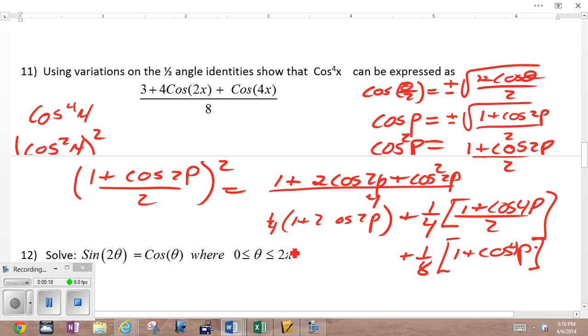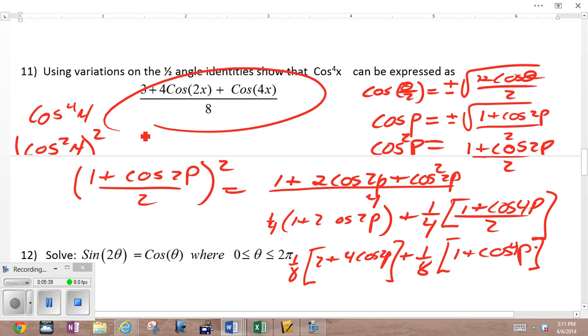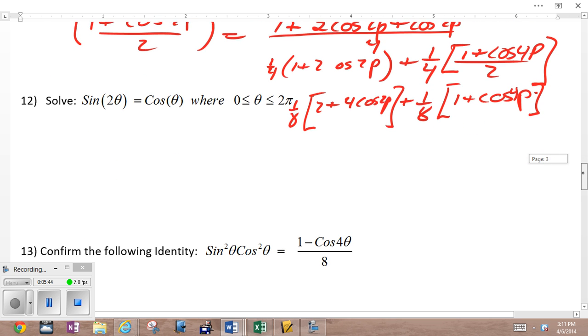Okay, and then over here, if I want to bring that to an eighth, then I'll double up everything, so that'll be 1/8 of what? 2 plus 4 cosine of 2p. And I think we're there. We can put everything together. We can express it like that expression that we were asked to.